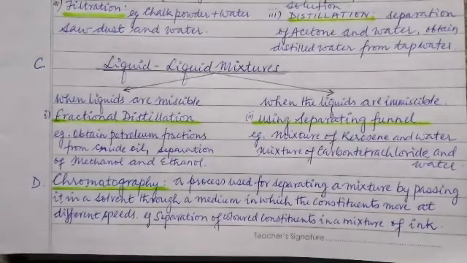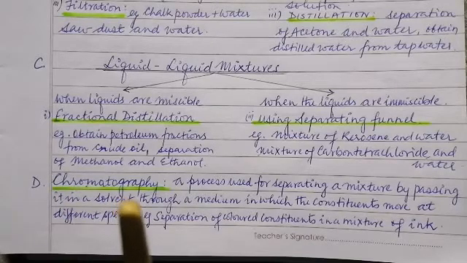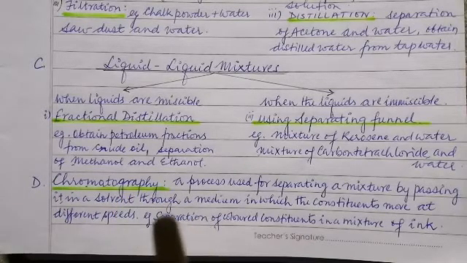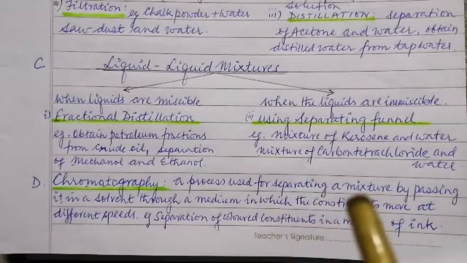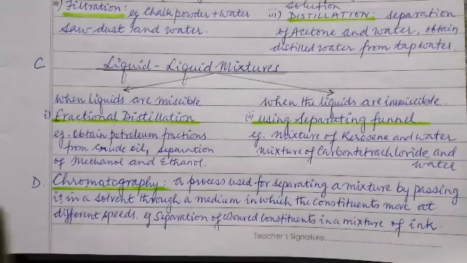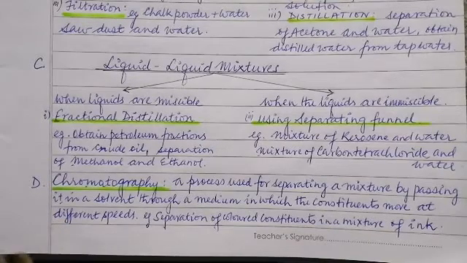The next method is chromatography. What do you understand by the term chromatography? It is a process used for separating a mixture by passing it in a solvent through a medium in which the constituents move at different speeds. For instance, if you want to separate the colored constituents in a mixture of ink or dyes, you opt for chromatography. I hope you understood the mind map on separation techniques for mixtures.